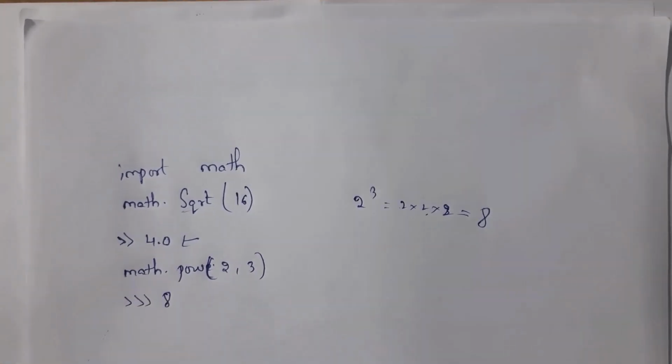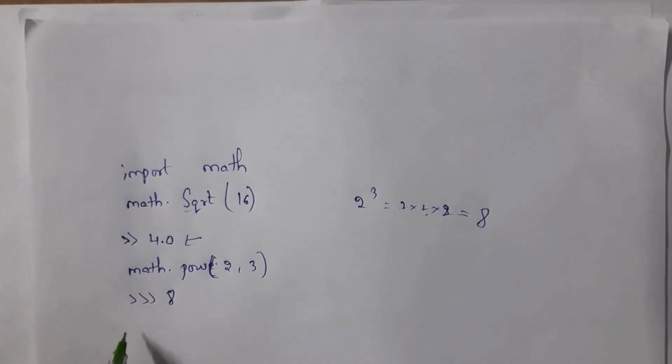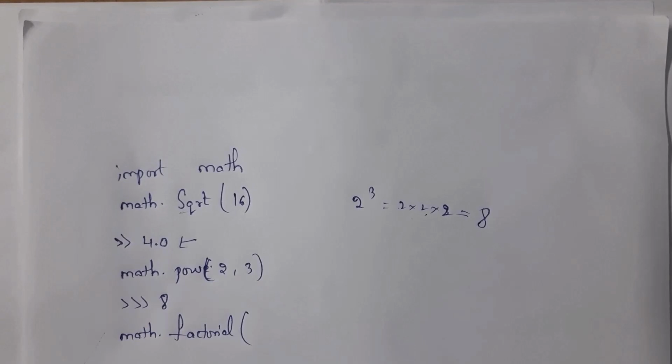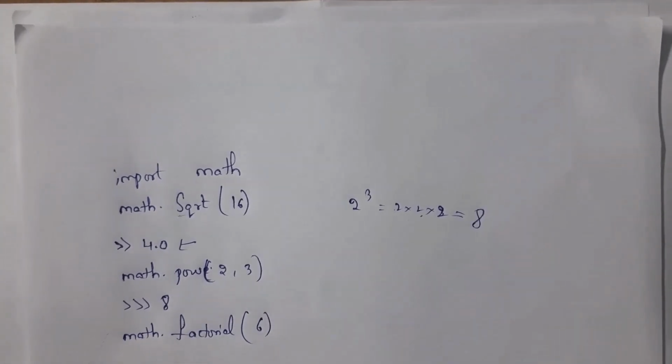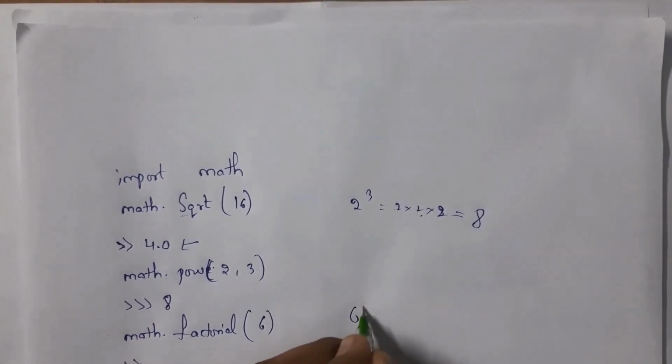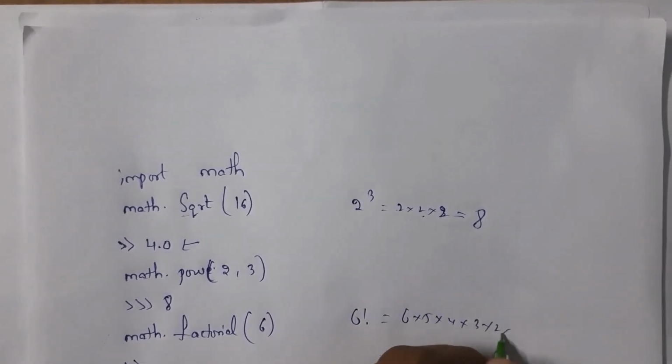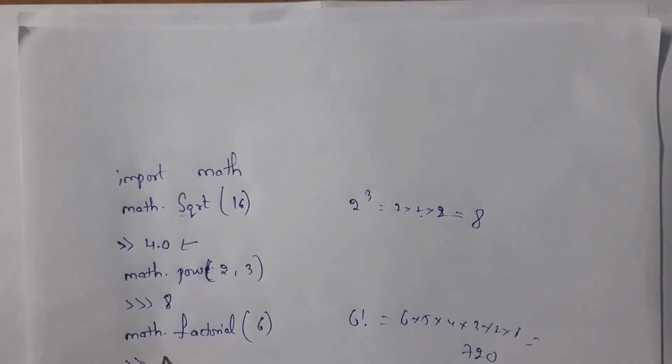For example, I want to perform factorial. So just write here math dot factorial. I want to find factorial of 6. So just write here 6. And whenever you click enter, you will get output. 6 factorial is nothing but 6 into 5 into 4 into 3 into 2 into 1. That is 720. So I'll get output 720.